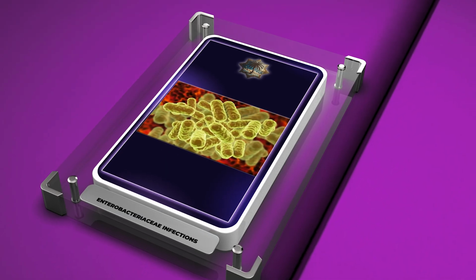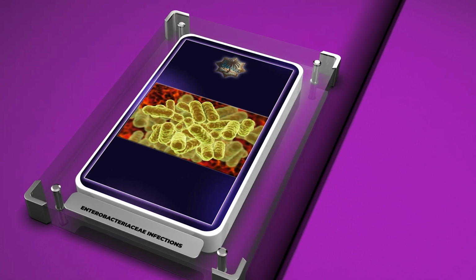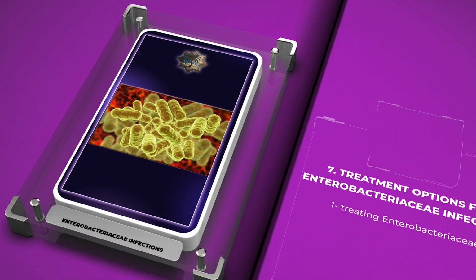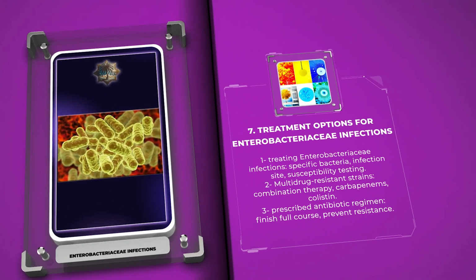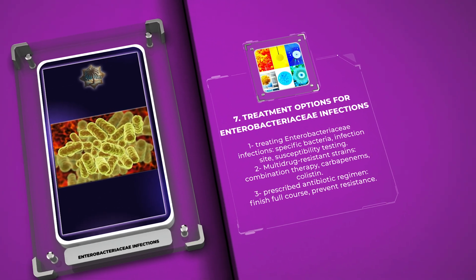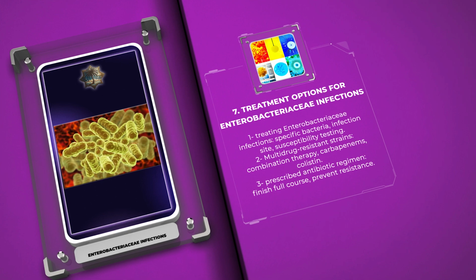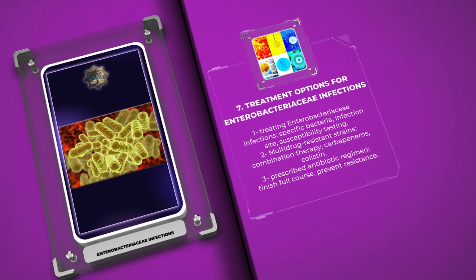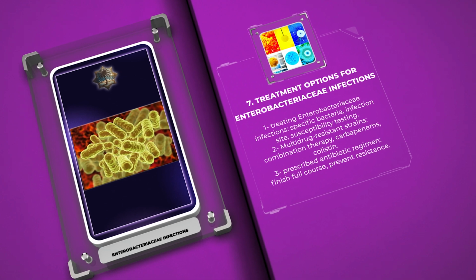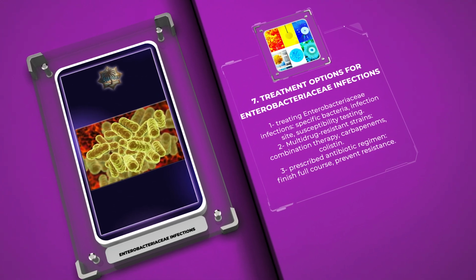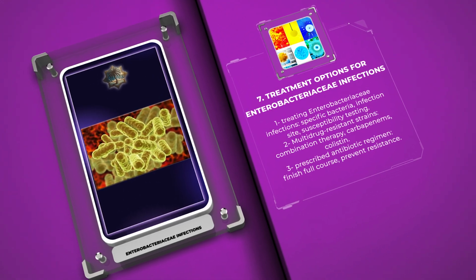Now let's focus on treating Enterobacteriaceae infections. Antibiotic choice depends on the specific bacteria, infection site, and susceptibility testing. Multi-drug-resistant strains require careful consideration. Combination therapy and newer antibiotics like carbapenems and colistin are often needed. Stick to the prescribed antibiotic regimen and finish the full course to prevent resistance.